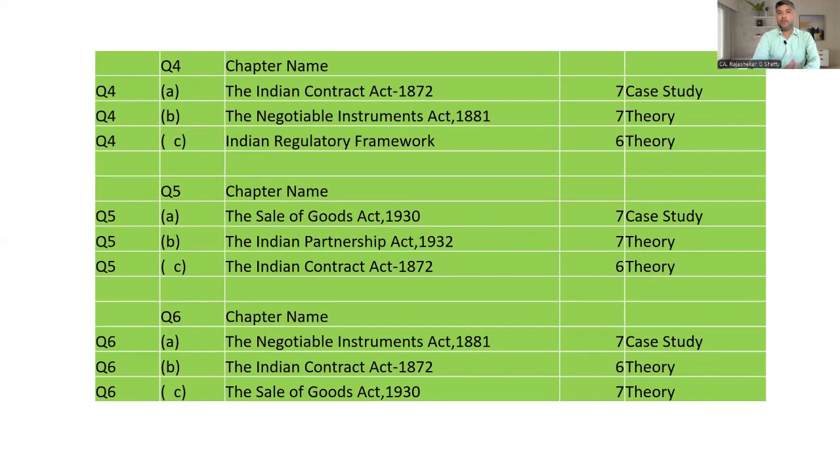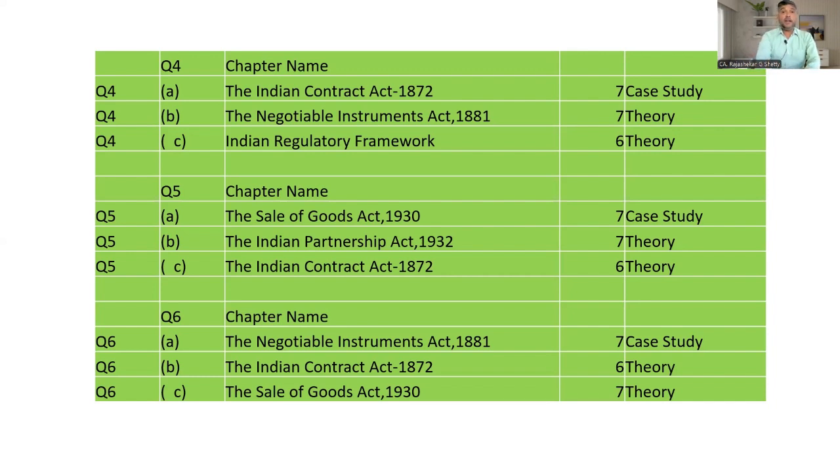Question number 4, Indian Contract Act. As I said, don't take any chances with Indian Contract Act. More weightage is on Indian Contract Act only. In the Indian Contract Act, a 7 marks case study will come. Then question number 4B will be Negotiable Instrument Act, which is a theory. Then question number 4C is the Indian Regulatory Framework.